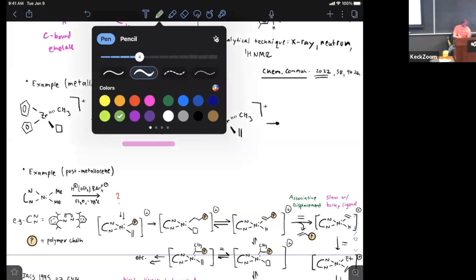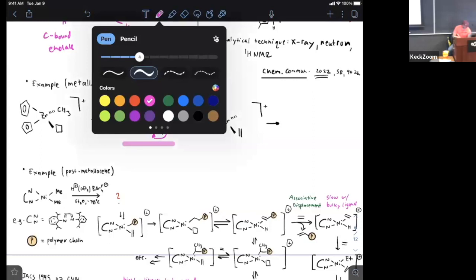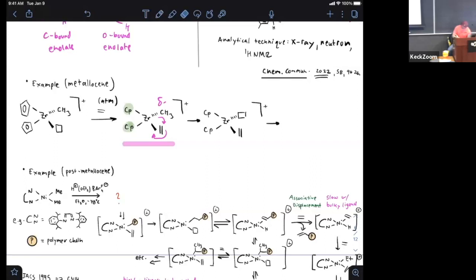Beautiful. Methyl group will migrate. So we'll just push arrows here. You know, arrow pushing, some organometallic chemists don't like it because it's not actually what happens, but I think it's useful here. So we know that metal alkyls are nucleophilic in character at the carbogenic substituent. So it will essentially push electrons, form a new carbon-carbon sigma bond, open a coordination site. Still cationic.